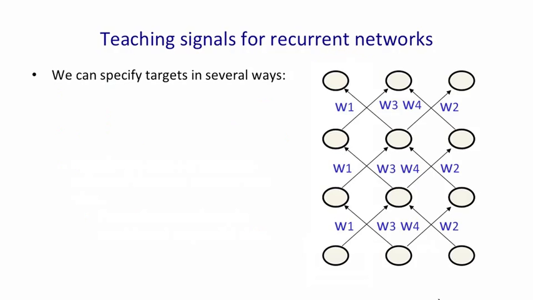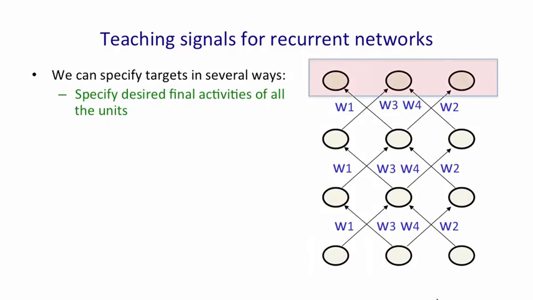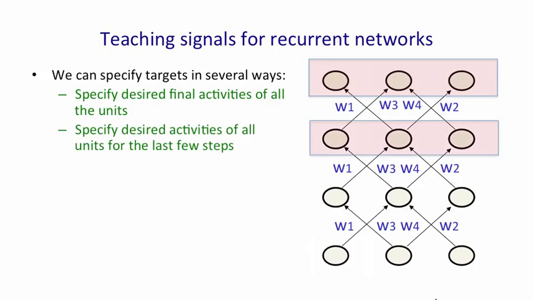Similarly, there are many ways we can specify the targets for a recurrent network. When we think of it as a feed-forward network with constrained weights, the natural thing to do is to specify the desired final states for all of the units. If we're trying to train it to settle to some attractor, we might want to specify the desired states not just for the final time step, but for several time steps. That will cause it to actually settle down there rather than passing through some state and going off somewhere else. So by specifying several states at the end, we can force it to learn attractors.